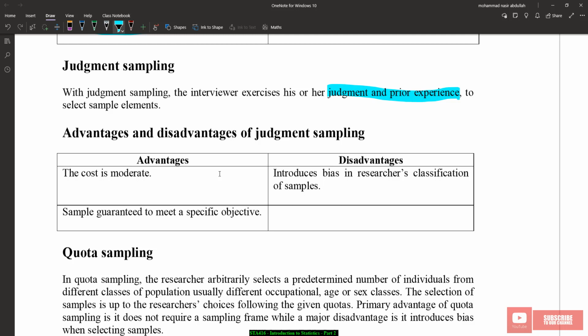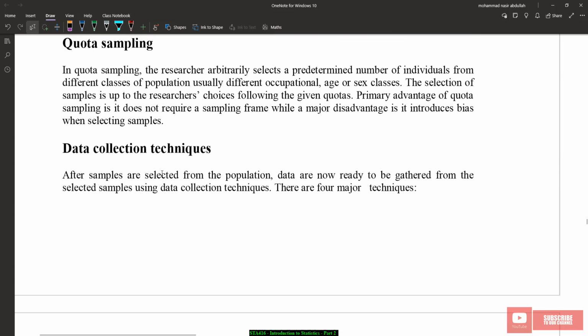Kita tengok orang ni, based on our judgment, mungkin dia tak isap rokok, kita tak bagi questionnaire dekat dia, right? For example, we want to ask about the taste of cigarettes, kita kena bagi kepada orang yang kenal lah, yang isap rokok, based on our judgment or based on our prior experience. So advantage is cost is moderate, right? Sample guaranteed to meet the specific objective. Disadvantage is also it introduces a bias lah, right? Selection bias.